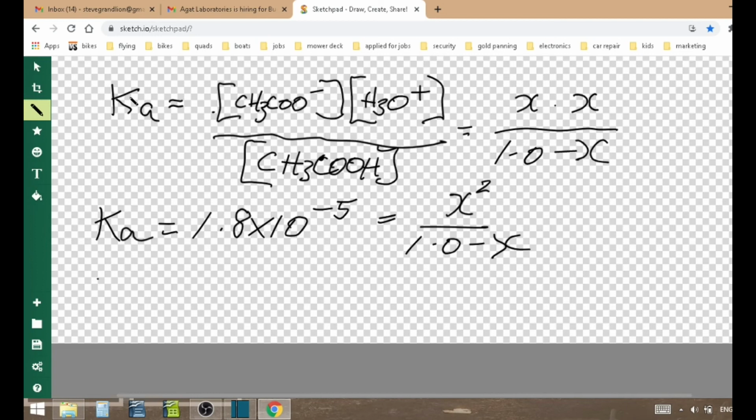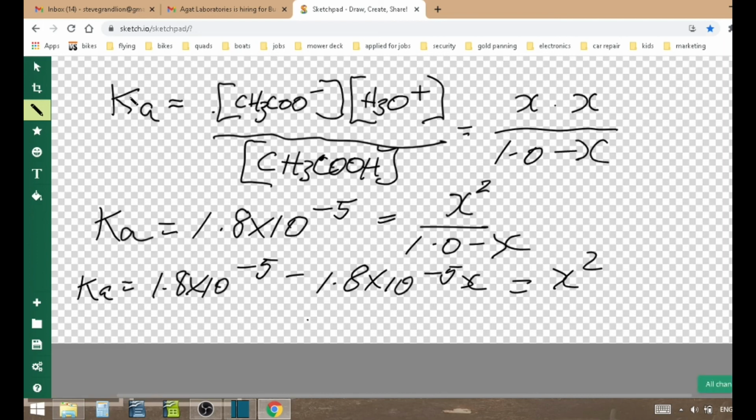And I'm just going to work that through without showing all the math. So Ka equals 1.8 times 10 to the minus 5. That's 1.8 times 10 to the minus 5 times 1, minus 1.8 times 10 to the minus 5 X. And all of that, excuse me, equals X squared.